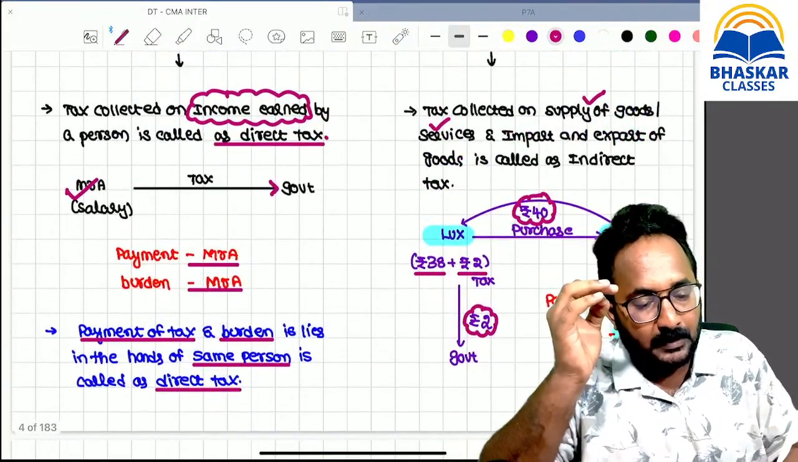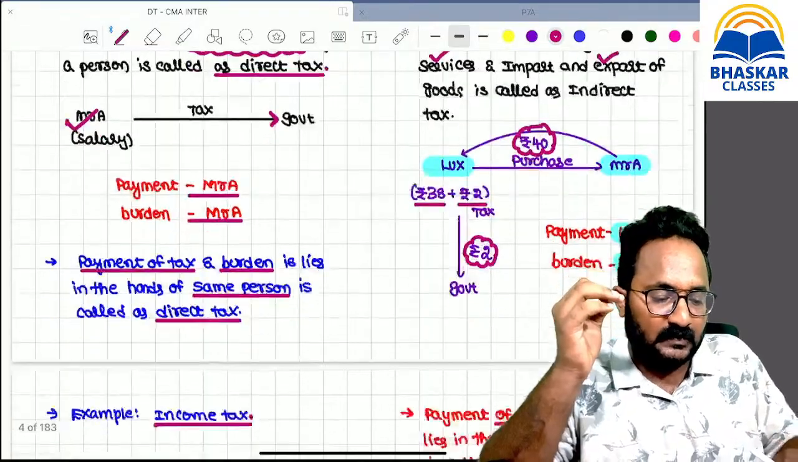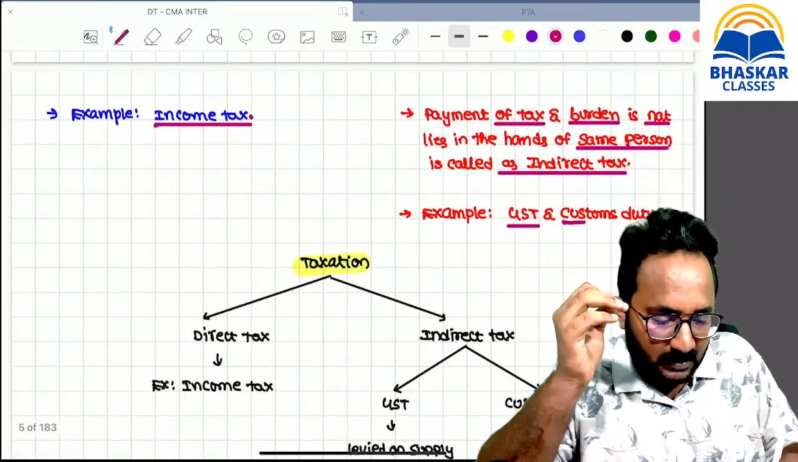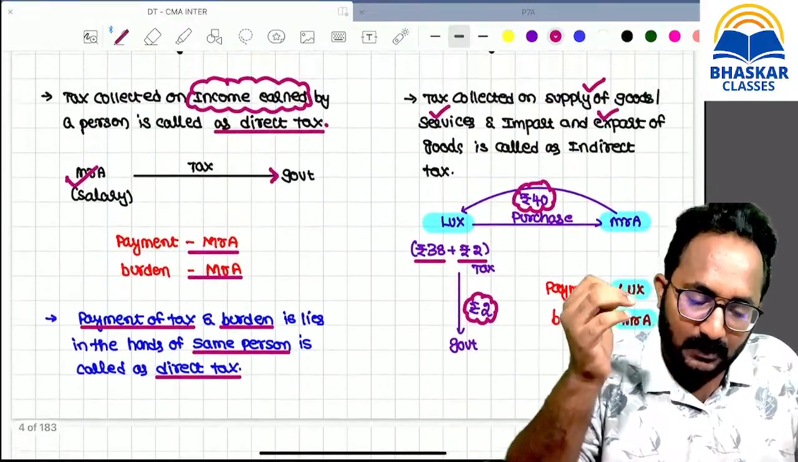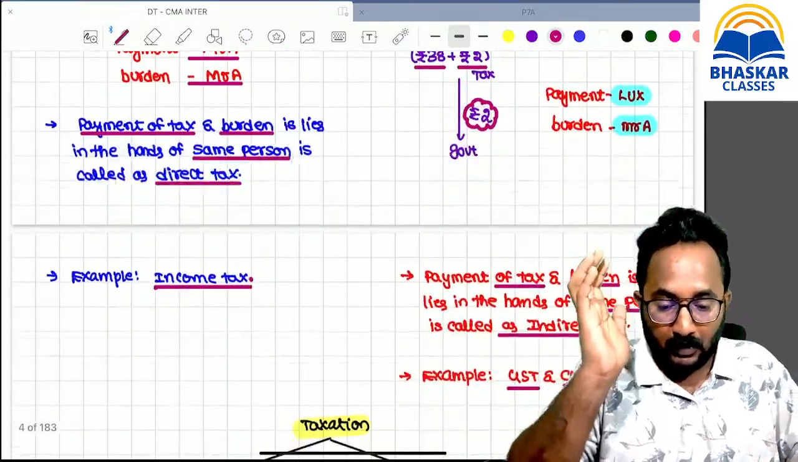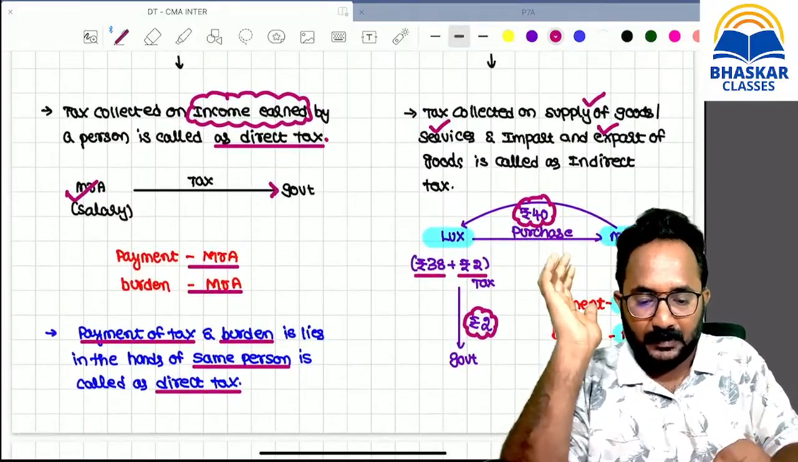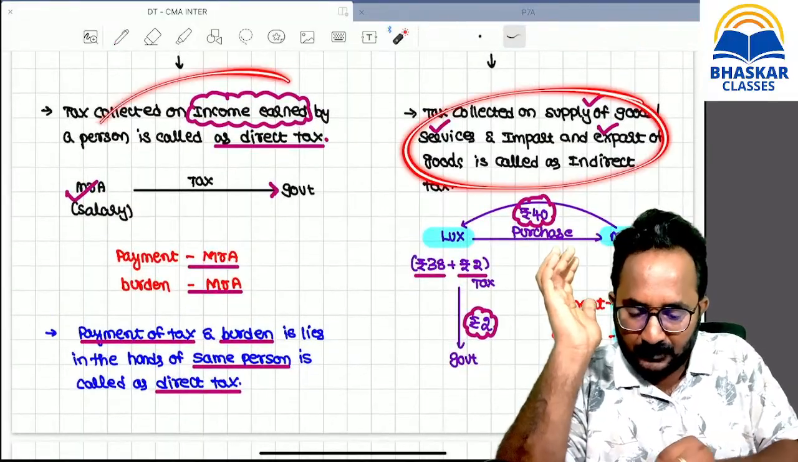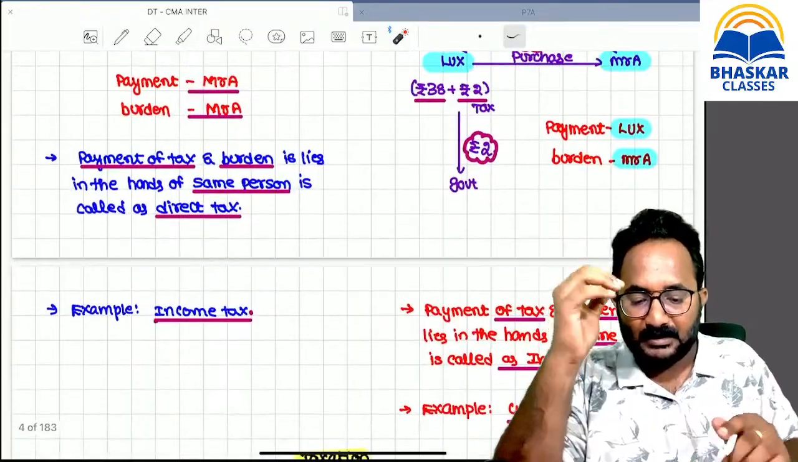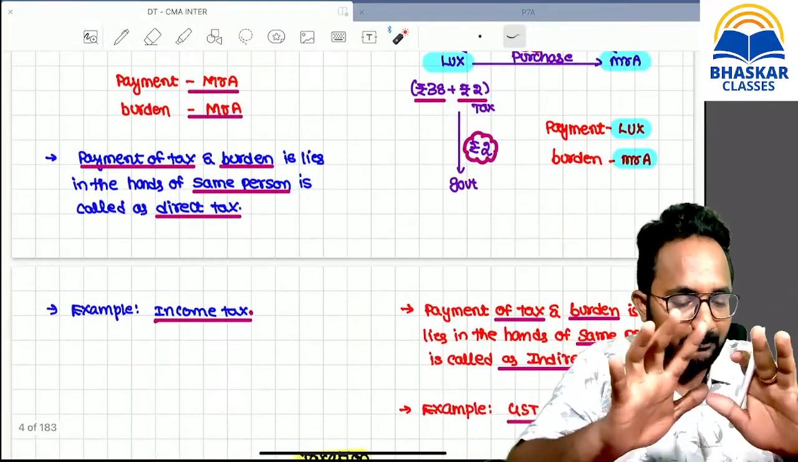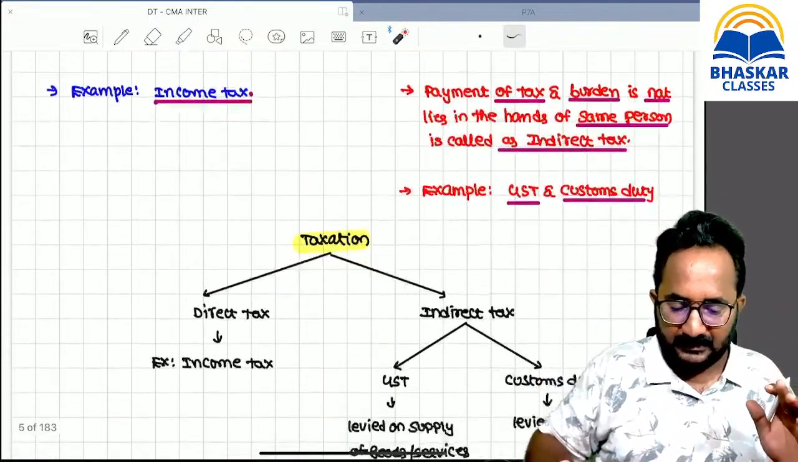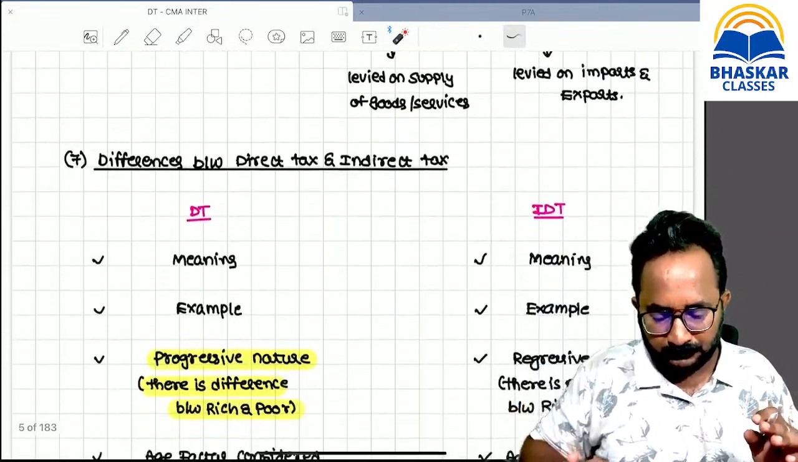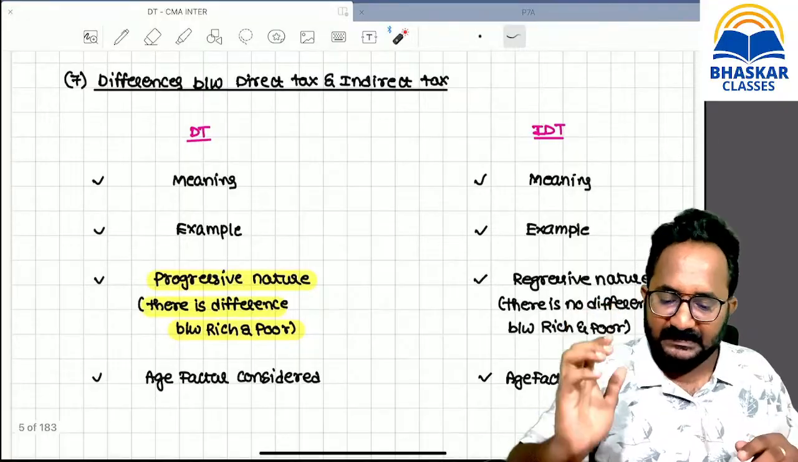Next, import and export of goods or services is called what? Customs duty. So examples of indirect taxes are GST and customs duty. Anyway they can ask, that's why first remember these definitions. Then you can also remember the definition from the payment and burden point of view, and the examples. Next, I will tell you some more differences.